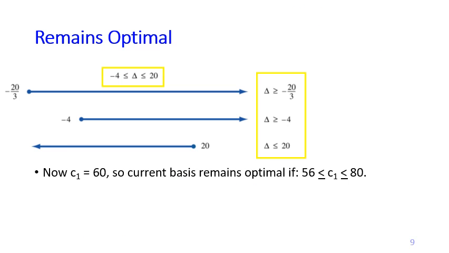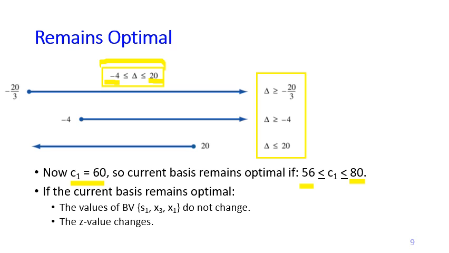We take the intersections of all the inequalities that we need to satisfy, and then we get that finally the change must be between -4 up to 20, such that the current basis remains optimal. Since the current price for X1 is 60, because delta can be from -4 to 20, we may go down 4 units, so it becomes 56. We may go up 20 units, so it's up to 80. So as long as C1 is between 56 and 80, including 56 and 80, our current basis remains optimal.